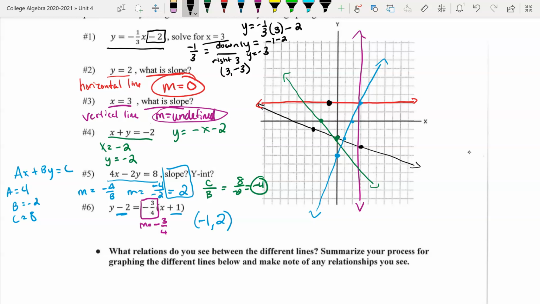And then I would go down 3, right 4, down 3, right 4, and so on, until you get your line. And that's what it's going to look like.